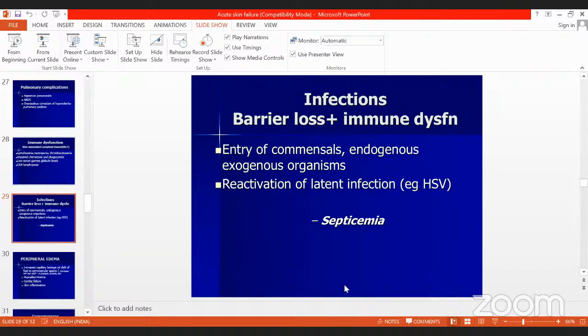What happens to the infections? Because of this barrier loss and immune dysfunction, all organisms are able to get in. There's entry of commensals, both endogenous and exogenous organisms. The skin has a lot of commensals. Those commensals in a normal skin will be okay. But when there is loss of barrier function, these commensals can get in and cause a systemic infection, and the patient can go into septicemia. Now this very often happens. The commonest cause of mortality in patients with acute skin failure is septicemic shock.